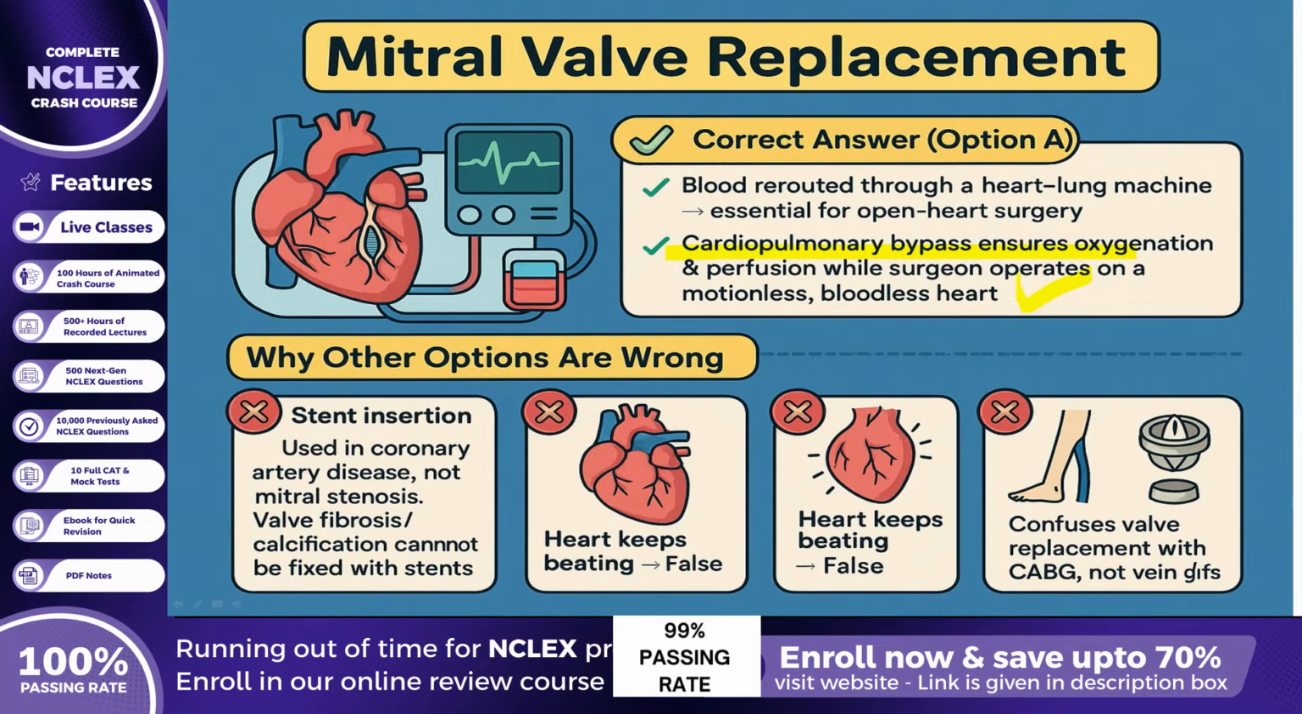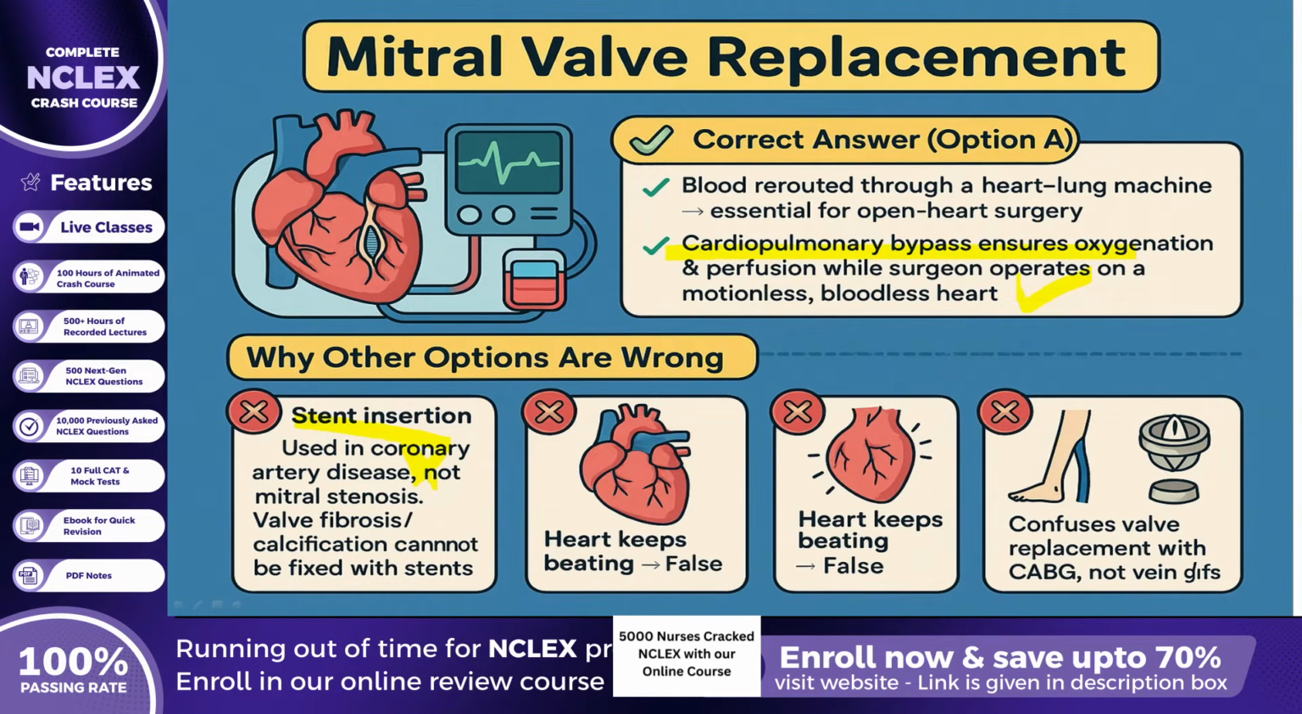Now let us break down why the other responses are incorrect. Option B, which mentions stent insertion, is actually a treatment for coronary artery disease and not for valvular stenosis. Mitral stenosis results from fibrosis and calcification of the valve leaflets, which cannot be repaired with a stent.